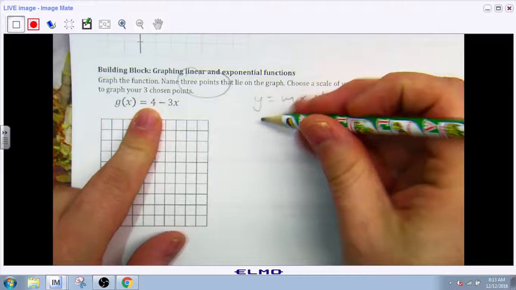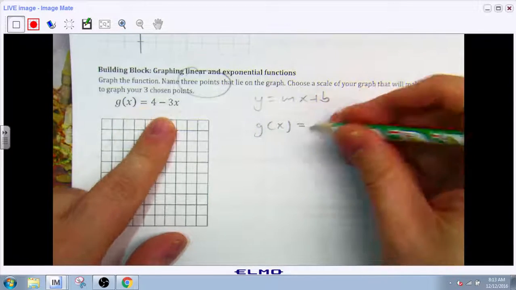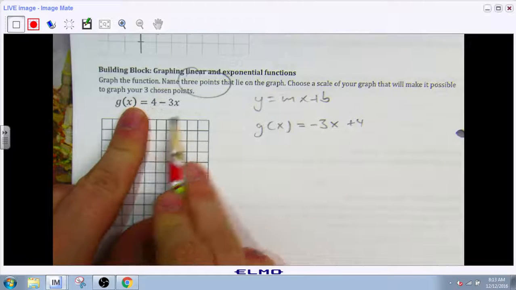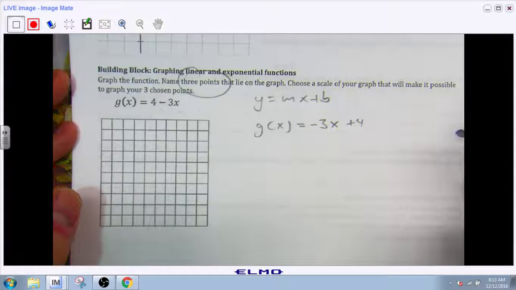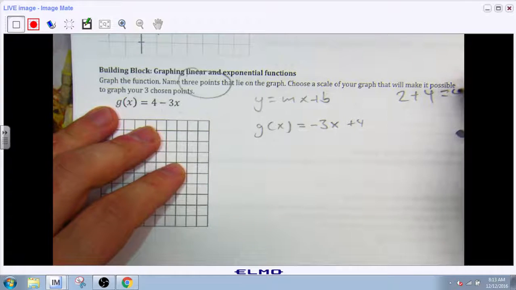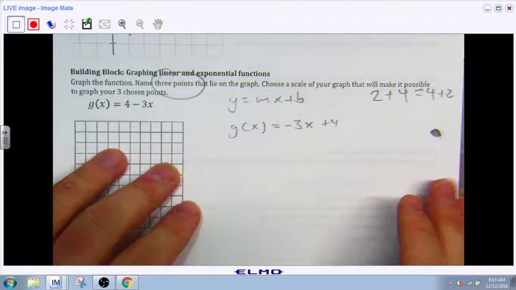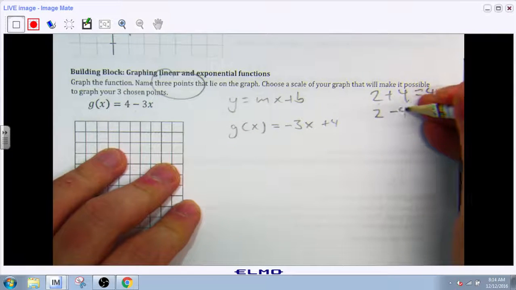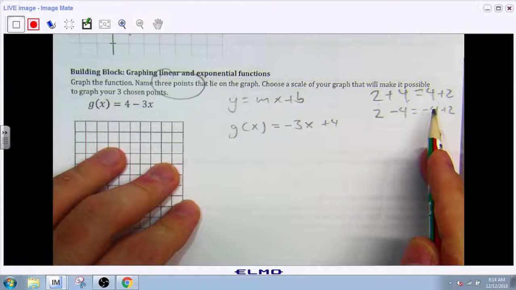So really what this is, if I were to rewrite this, is g of x equals -3x plus 4. You see how I did that? I just switched those terms, and we can do that. That's the commutative property of addition, right? I know that 2 plus 4 is the same thing as 4 plus 2. All I did was switch the numbers around. Same thing as 2 minus 4 is the same as -4 plus 2. It's the commutative property of addition.